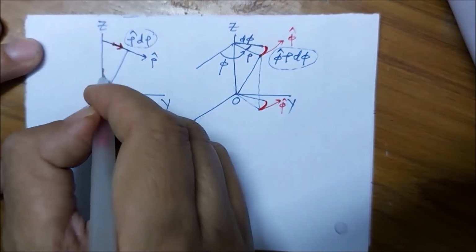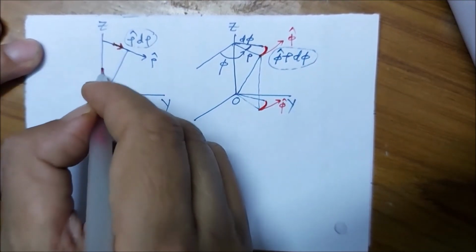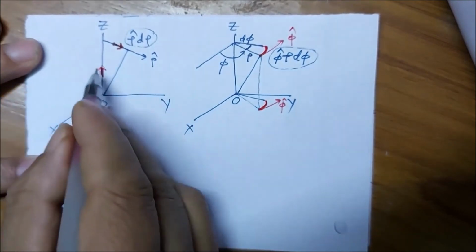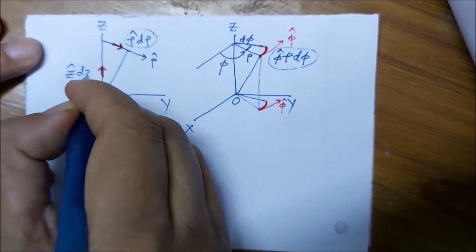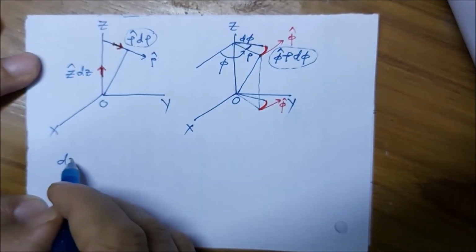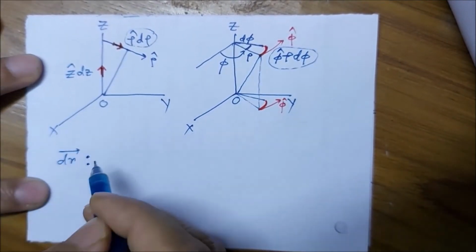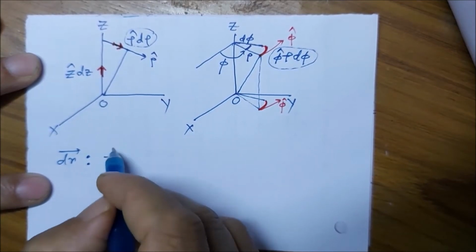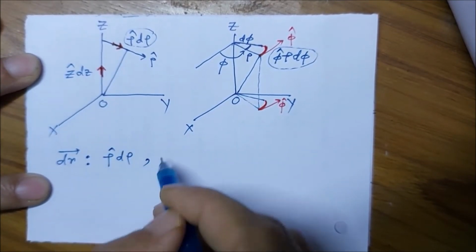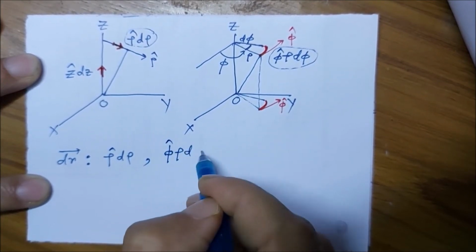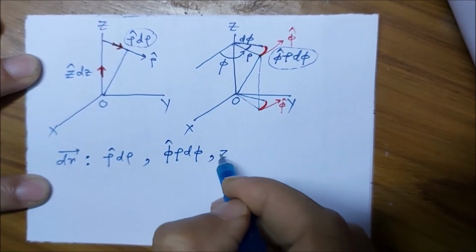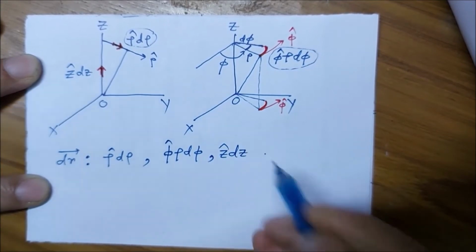and elemental length along z axis is here. To it we can attach a direction z hat to get z cap dz. So in cylindrical polar coordinate system, the length elements are rho cap d rho, phi cap rho d phi, and z cap dz.